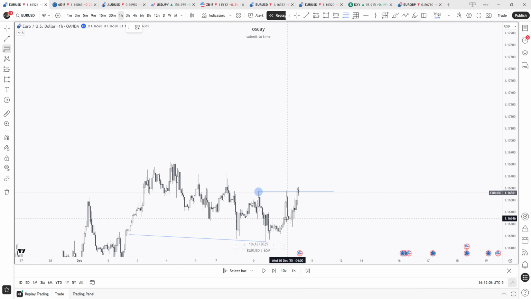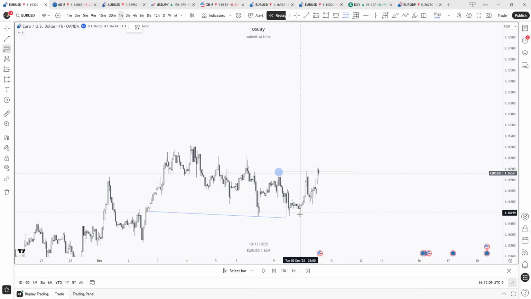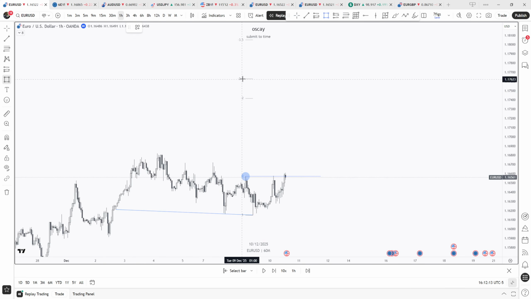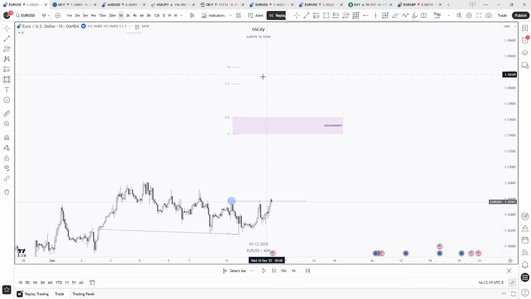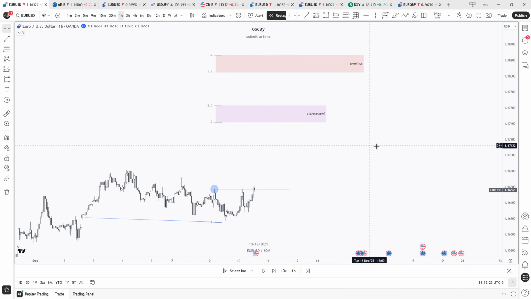Let's put our Fibonacci tool from the bottom of the manipulation leg all the way to the top, project it upwards to -2 to -2.5 standard deviations for our retracement area. I have a beautiful colored retracement area right here, so you can see. And then this would be our terminus at -3.5 standard deviations.